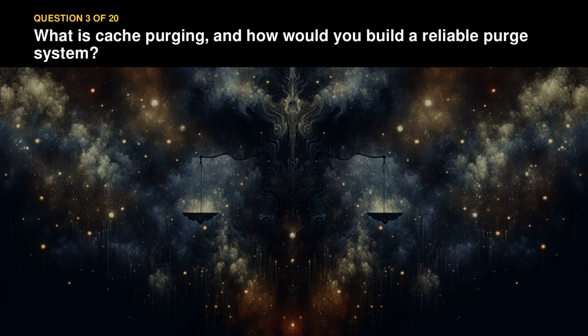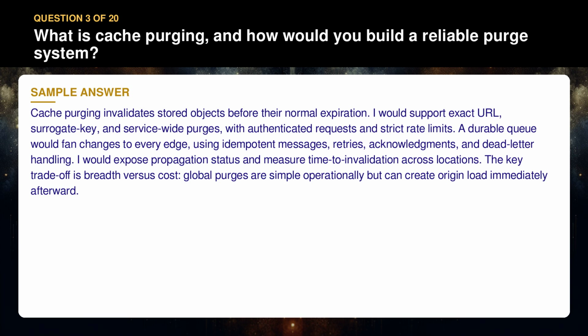Question 3. What is cache purging, and how would you build a reliable purge system? Cache purging invalidates stored objects before their normal expiration. I would support exact URL, surrogate key, and service-wide purges, with authenticated requests and strict rate limits. A durable queue would fan changes to every edge, using idempotent messages, retries, acknowledgements, and dead letter handling.